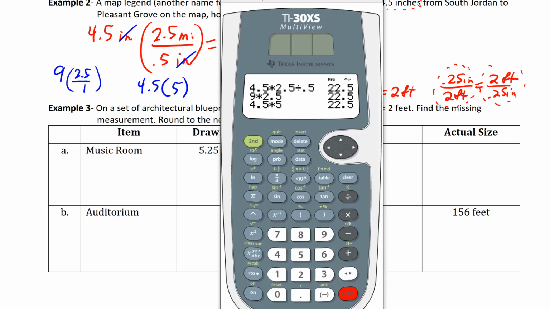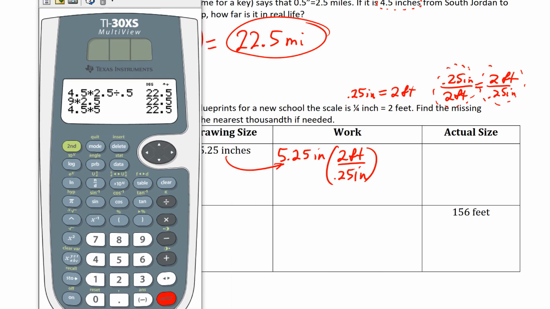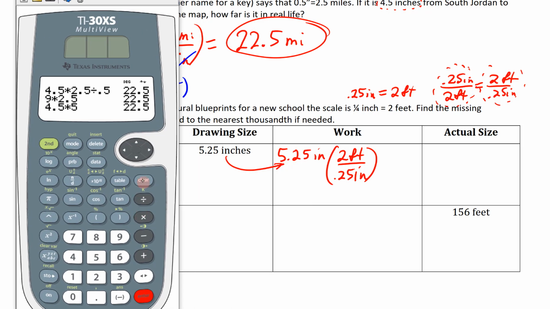So I grab the calculator. We'll slide this over so it's out of the way. And I'll clear that off. And we're going to do 5.25. Now, if you want to do some cross-canceling, you're welcome to do that. I'm going to times that by 2. I'm going to divide that by 0.25. And we hit enter, and we end up with 42. So the answer on this one is 42.